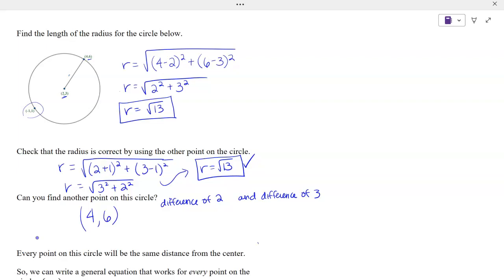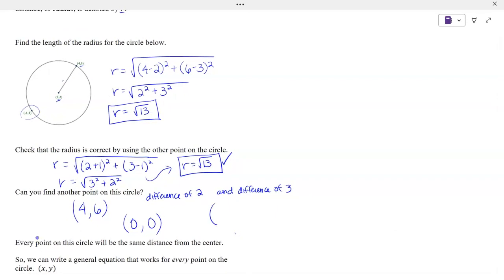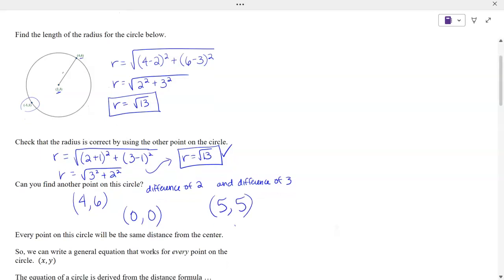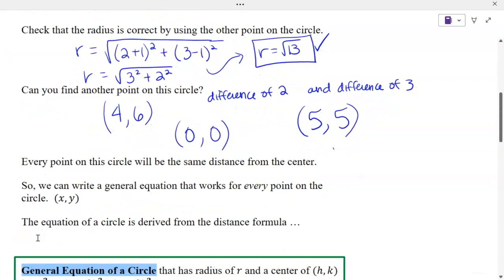Or we could even go the other direction. If we wanted to have a difference to be 2, we could just subtract 2 from that. So we'd have 0 for our x value, and it could be 0, 0 for our y value. Again, our x values have a difference of 2, our y values have a difference of 3. Or you could do a reverse. You could do the x values that have a difference of 3. So maybe you said the x value was 5, and the y value had a difference of 2, which would be 5, 5. All of these points should be points on this particular circle.